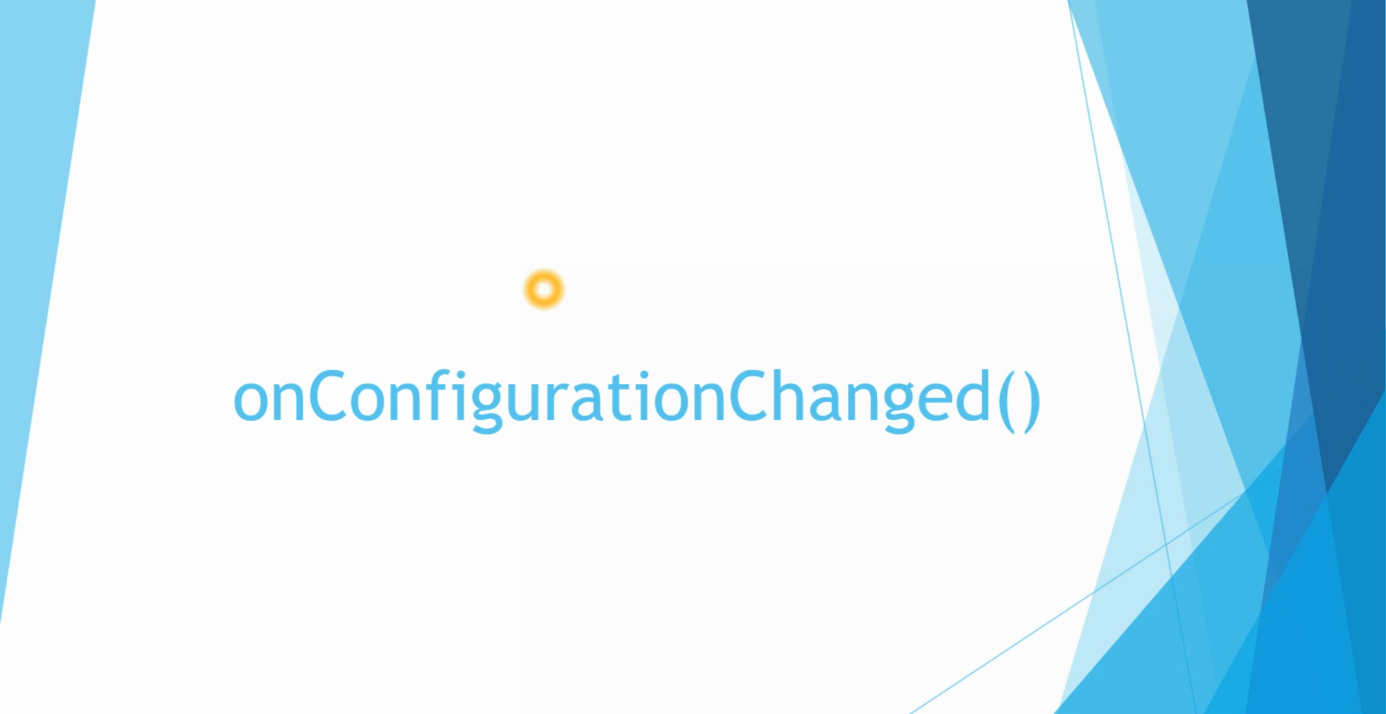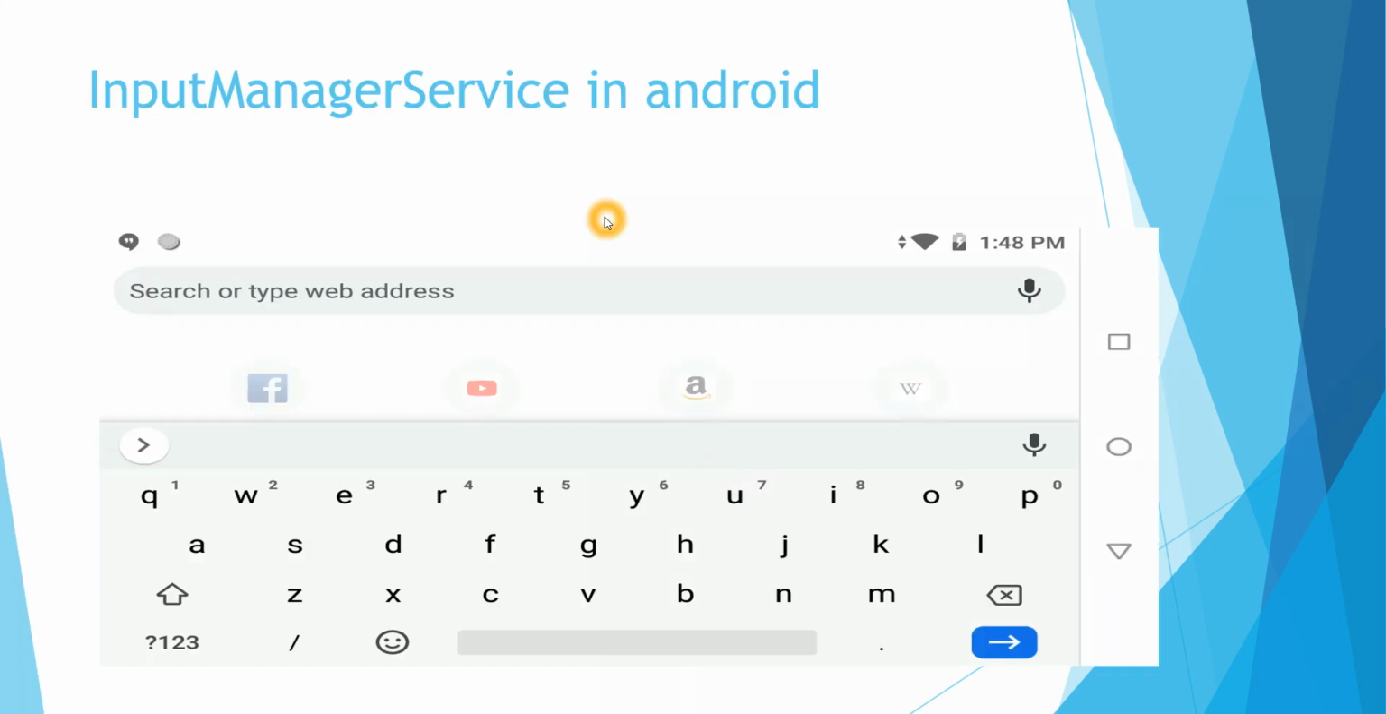So in today's tutorial, we will see a very small and short topic: what is the importance of the onConfigurationChanged method in the Input Method Manager service. Before explaining what this method does, I want to show you how our screen looks when we put our phone in landscape mode. Here we can see our keyboard is extending to the full length of our Android phone.